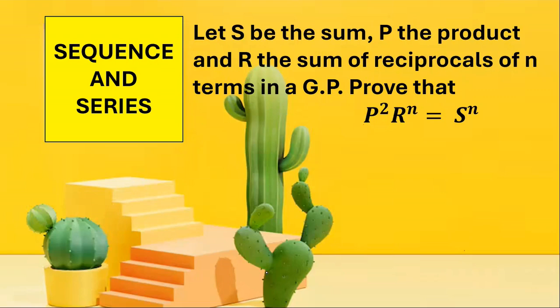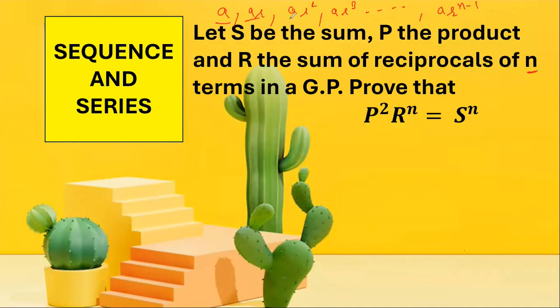So when we don't have the GP, we take the general GP as A, AR, AR square, AR cube, and so on up to the last term, which will be A times R raised to the power n minus 1. Now, why does the last term have R with a power n minus 1? Because if you see how many terms there are, there are n terms of GP.